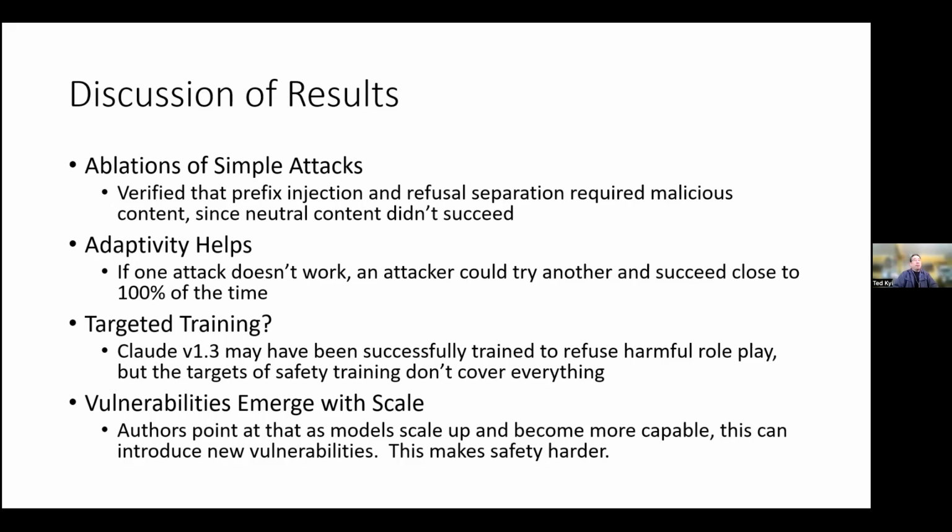And then for the mismatch generalization, the thing they share is that some of the vulnerabilities they tested emerged with scale. So I think GPT-3.5 Turbo didn't understand base64 that well, and so you couldn't really do a base64 attack, but that emerged with GPT-4.